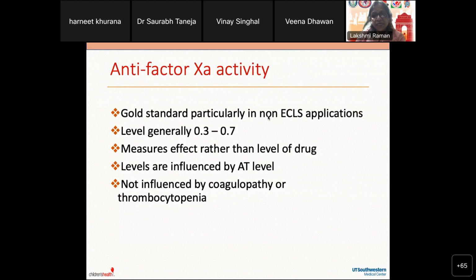Anti-Xa is considered to be the gold standard for heparin monitoring, particularly in non-ECLS applications. We generally target levels of 0.3 to 0.7. And for high-risk patients, we sometimes run lower levels of 0.3 to 0.5, and in low-risk patients, 0.3 to 0.7. Remember, anti-Xa measures the effect rather than the level of the drug. An important thing to remember is that it is influenced by antithrombin level, and it is not influenced by coagulopathy or thrombocytopenia. Next slide, please.